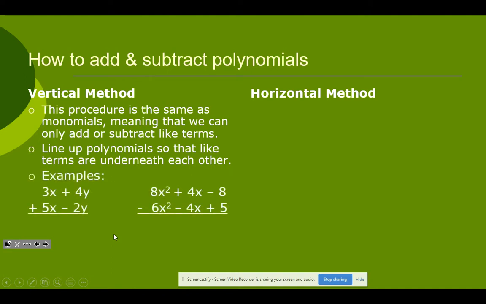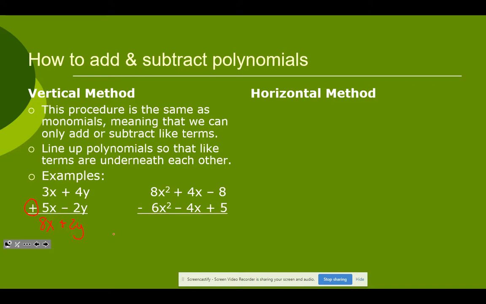The left example is one of addition. And we're going to use this sign right here for both the x's and the y. So 3x plus 5x gives me 8x, and 4y plus negative 2y gives me a positive 2y, and that would be my final answer for that one.